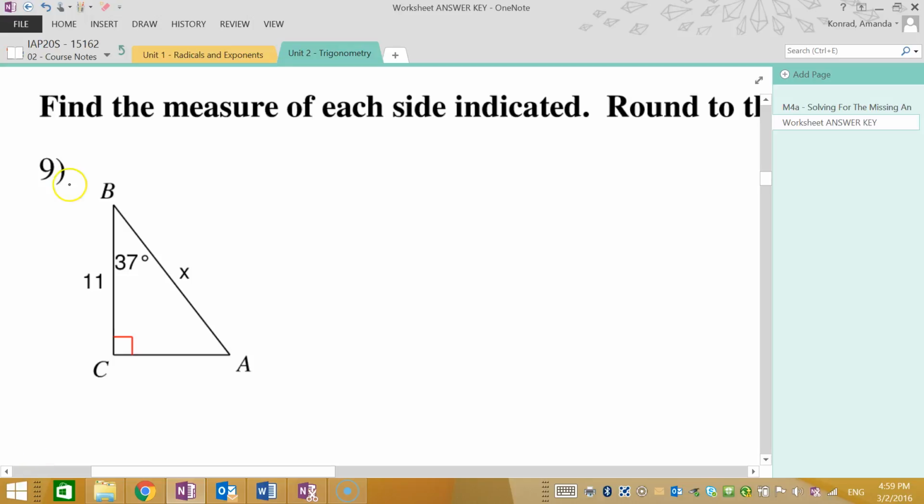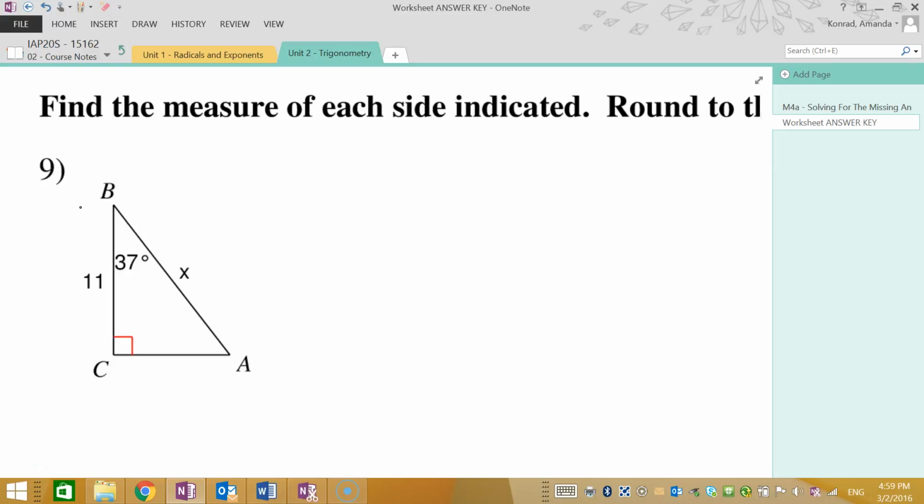Alright, questions 9 through 16 ask you to calculate for the missing side. It's going to be a little bit different than the previous section where you were solving for an angle. There's a little bit more algebra involved here. So just like before, always start with labeling your sides.